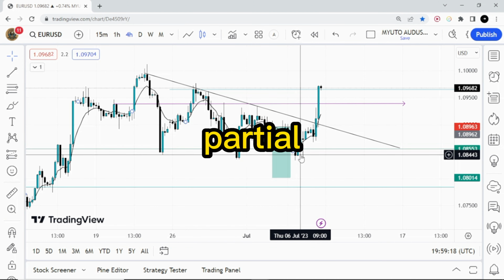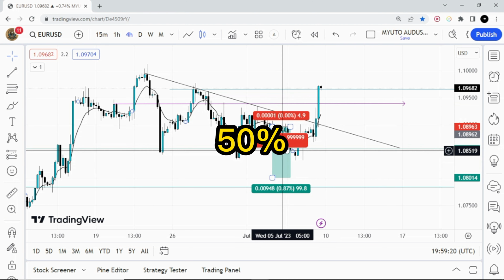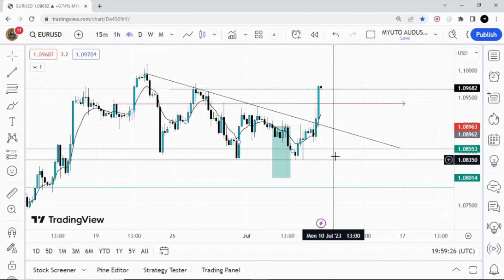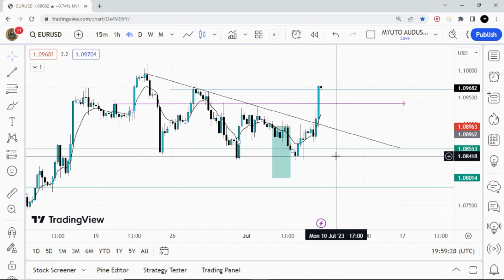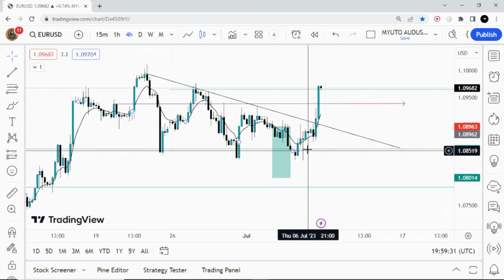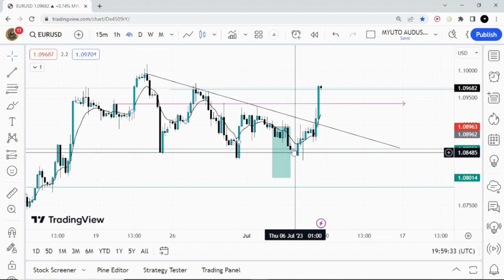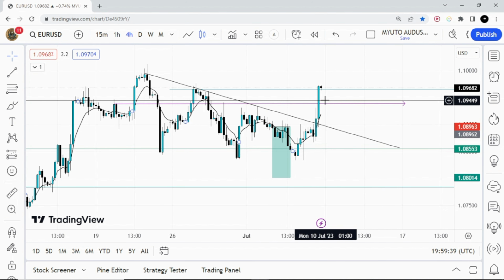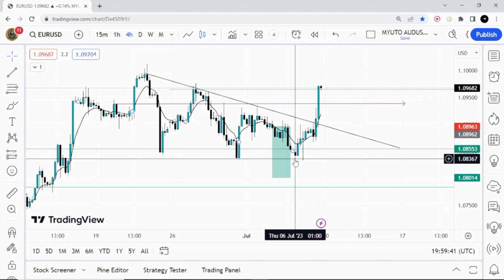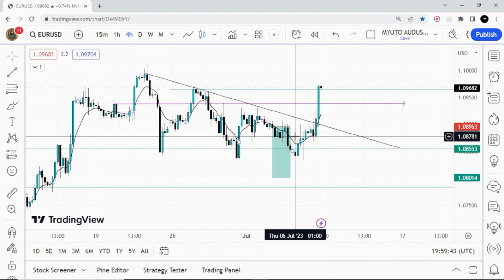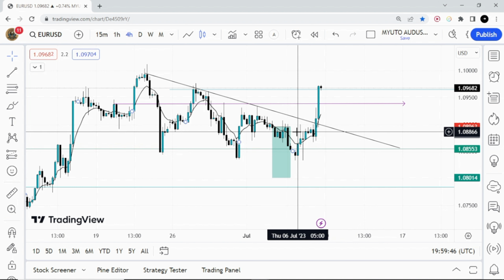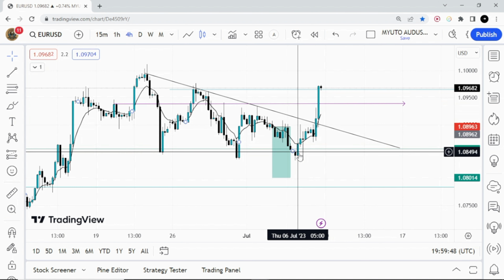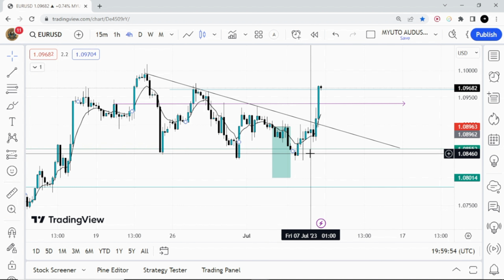I would suggest you take partial profits when price reaches 50% of your target, because things like this can happen. You can see we came into profit very well, but then we reversed to the upside. So it's better you take some profits so that even though it reverses and you put your stop loss at break even, you still leave the market with something rather than leaving with nothing or a loss. Yeah, so taking partial profits is very good.